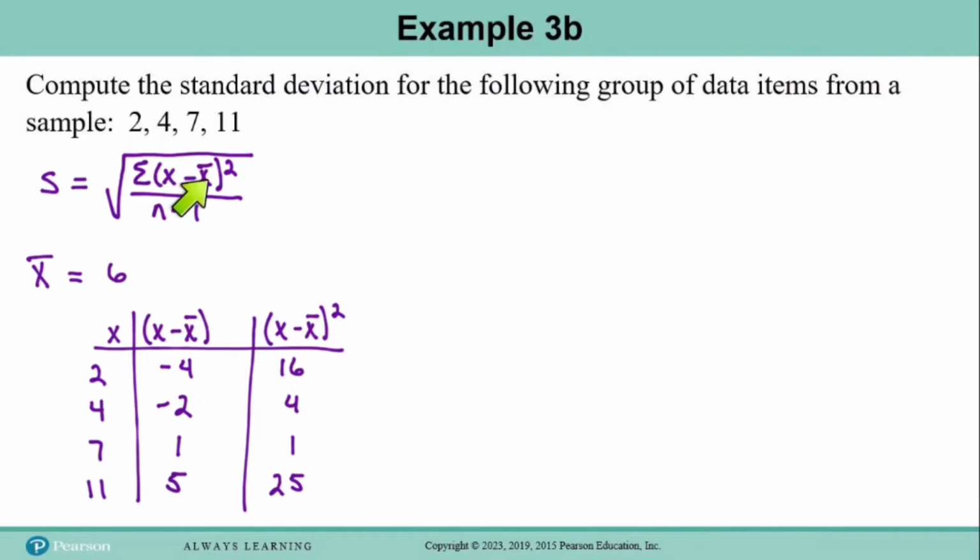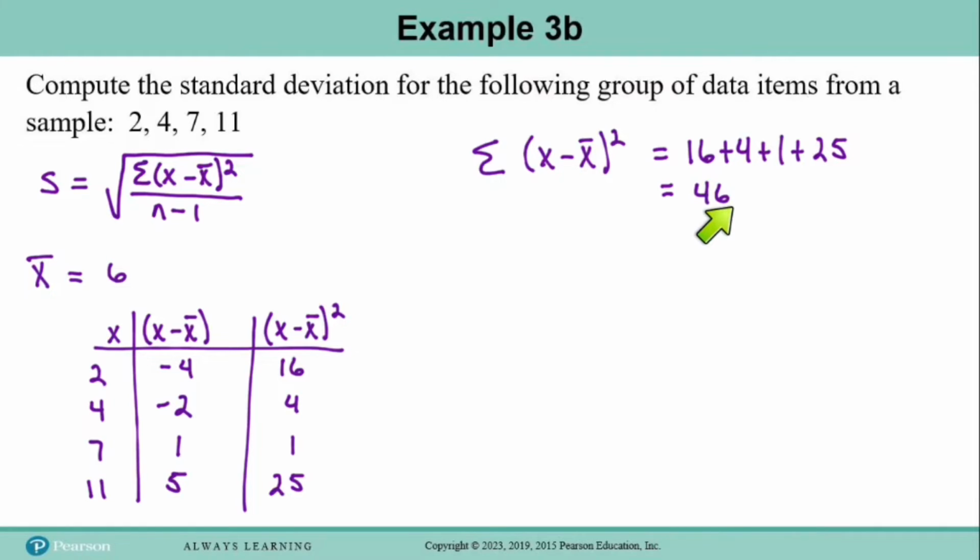Now look at the formula. The next thing it asks us to do is sum all of the squared deviations. So we need to find the sum of all the numbers in this last column. You'll do 16 plus 4 plus 1 plus 25, and you'll get a sum of 46.